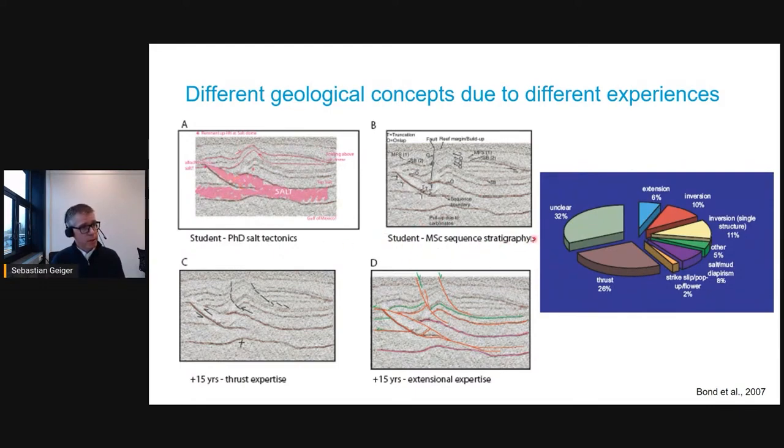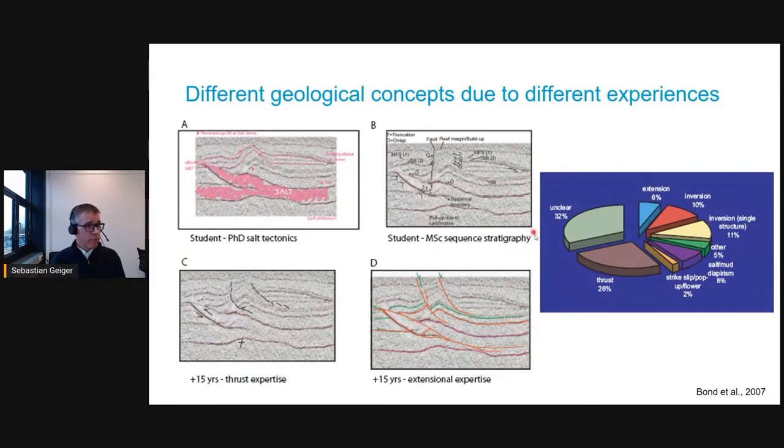A student working on sequence stratigraphy for carbonates saw a lot of carbonate features in that seismic data set. Industry experts who worked on thrust belts and extensional basins saw a lot of thrust or extensional features. Very different interpretations on the same data set. If you look at what the different interpreters came up with, the correct answer was an inversion structure, and roughly 90% didn't see that inversion structure.